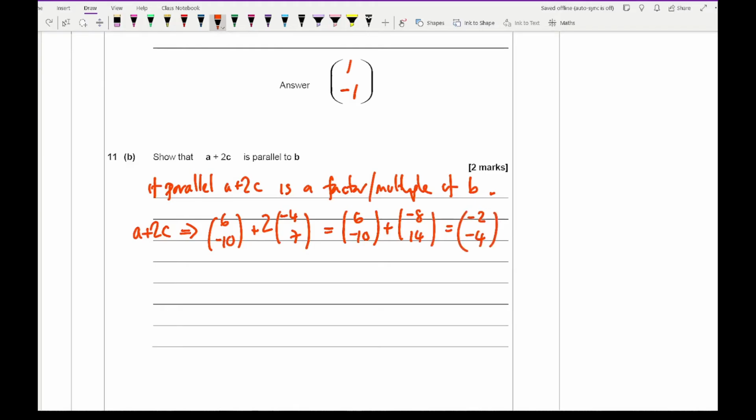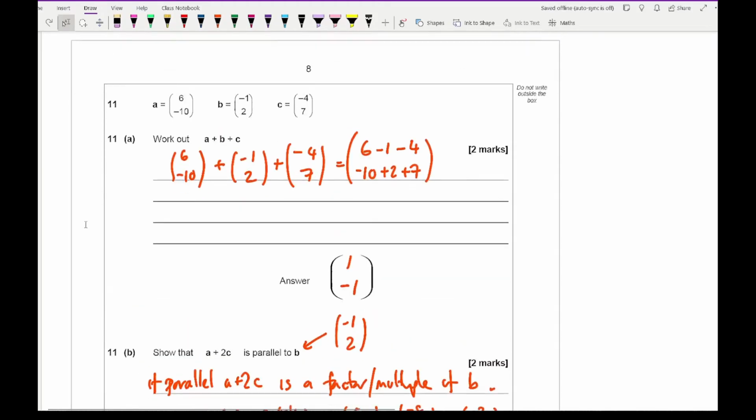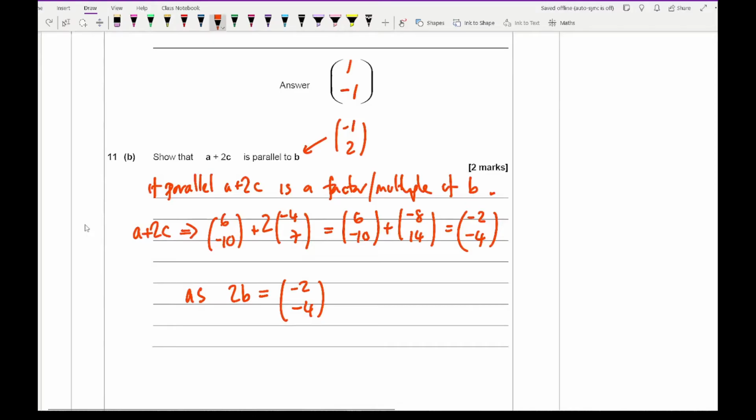So from this, 2b equals (-2, 4). So again, all I've got to do is multiply what b is. And if I just quickly look up what b is, it's (-1, 2). If I multiply that out, actually that should be plus 4, not minus 4. I don't know why I've done that. So let's just get rid of that and correct it. So that should be 4, and that should be 4. Therefore, a plus 2c is parallel to b.